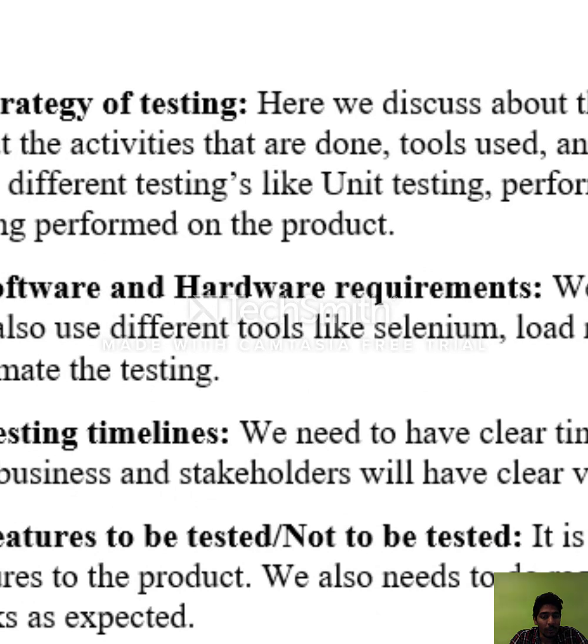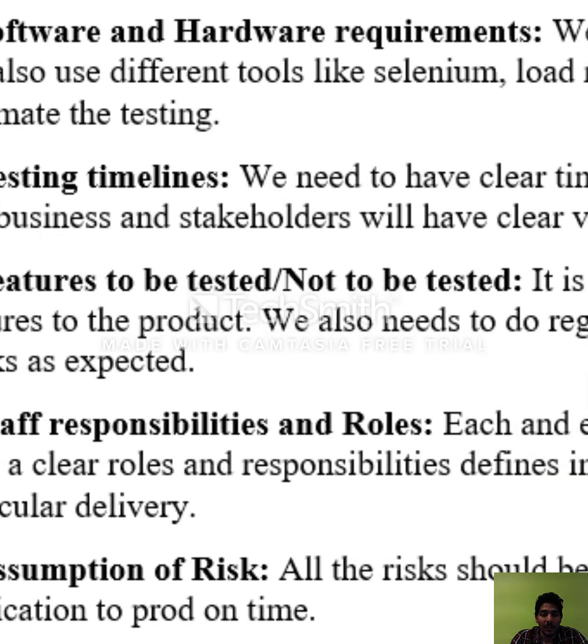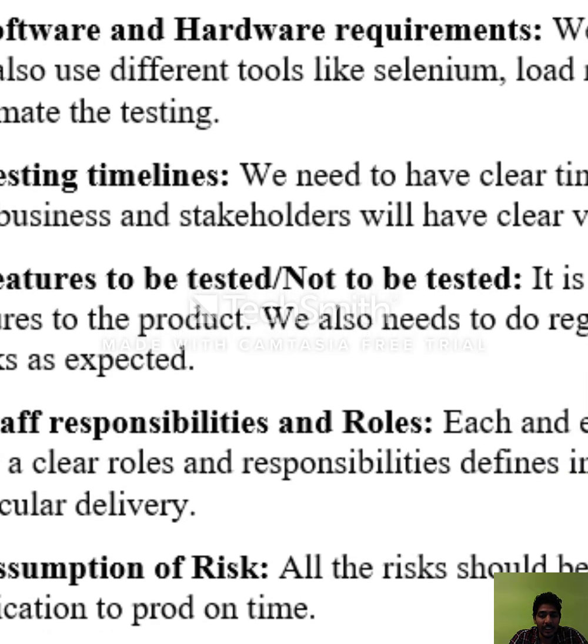For assumption of risk, risks should be identified in advance so that we can deliver the application. The final one is testing approvals. Once testing is completed, we need to get the required approvals from the stakeholders before we deploy to production.